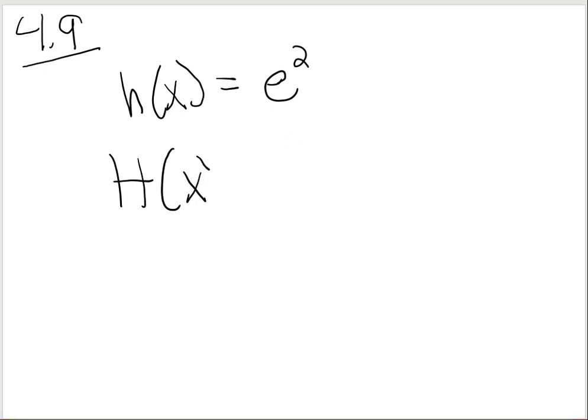And let's do next. If you have h of x equals e squared, where e is Euler's number, e squared is a constant, so its most general antiderivative is not 0, but e squared x plus c.